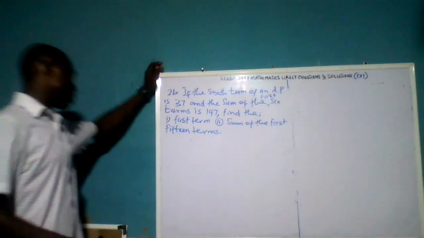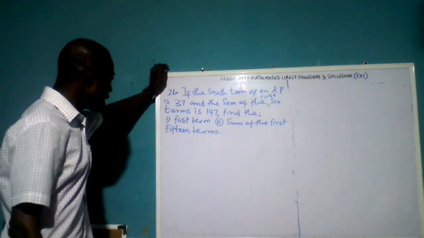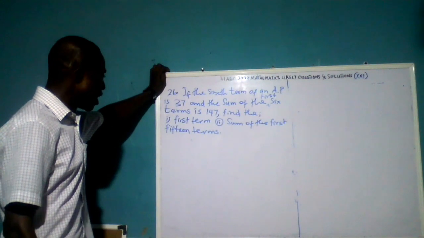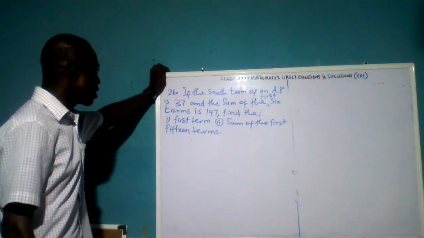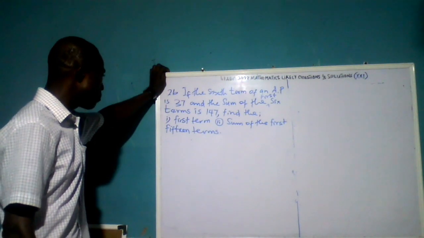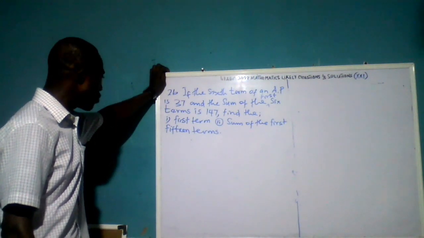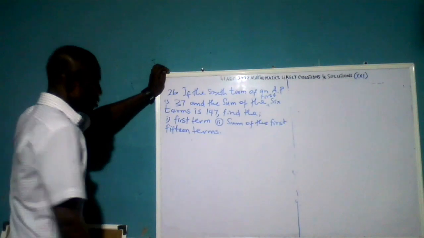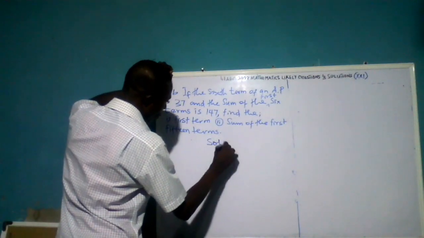Now let's take question number 2b. If the 4th term of an arithmetic progression is 37 and the sum of the first 10 terms is 147, find (i) the first term, and (ii) the sum of the first 15 terms. Okay, solution.